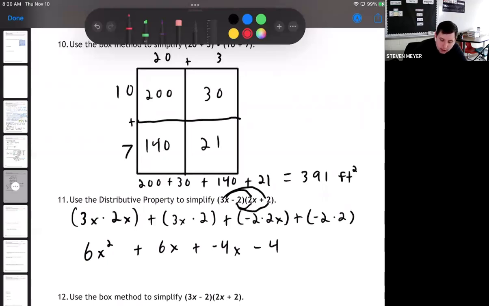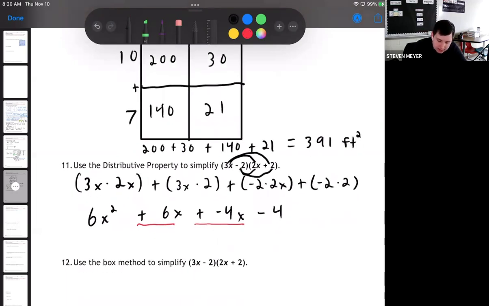And then I'm going to look to underline our like terms, which are +6x and then -4x. Both of these are like terms because they both have an x attached to the power of 1. So I can combine those two together to be equal to 2x. So 6x squared plus 2x minus 4.